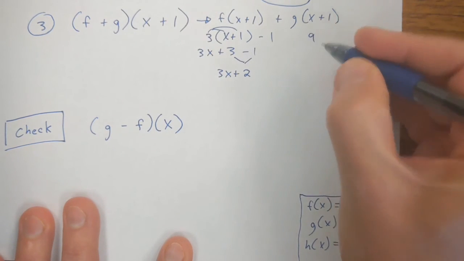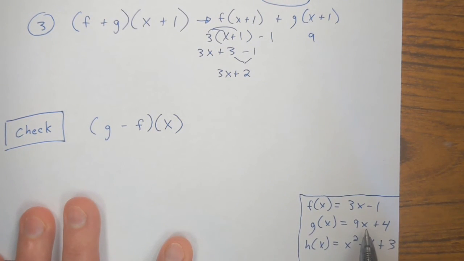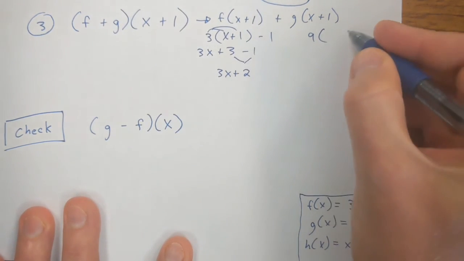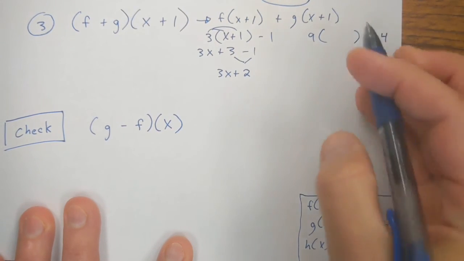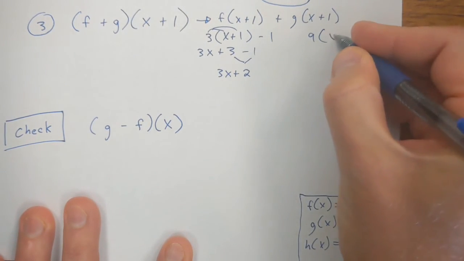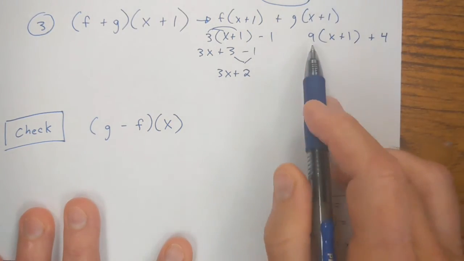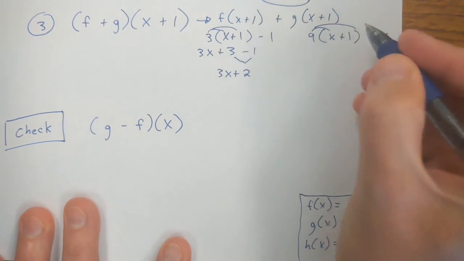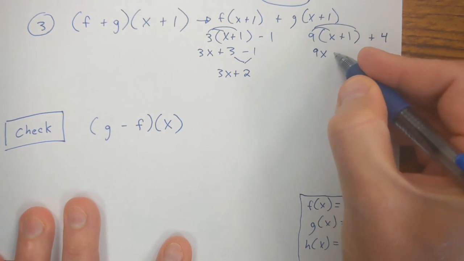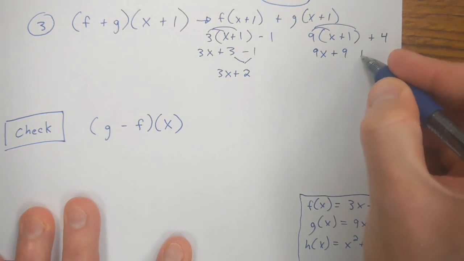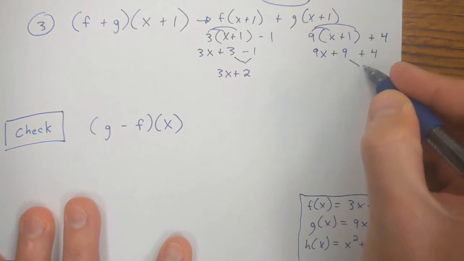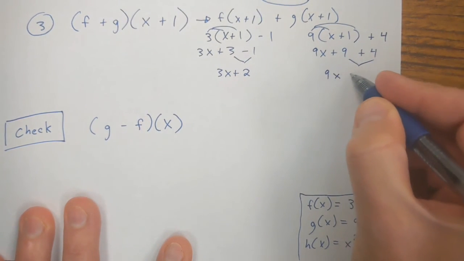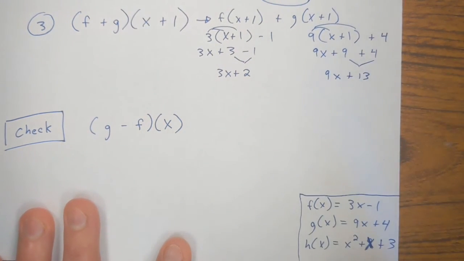I am going to, in this 9x plus 4, take away this x, and I'm going to input in its place x plus 1. Now again, I can't just type that into my calculator because of the x. I need to simplify. I'm going to distribute. This would become 9x plus 9. And don't forget about the plus 4 here. Ultimately, this becomes 9x plus 13.